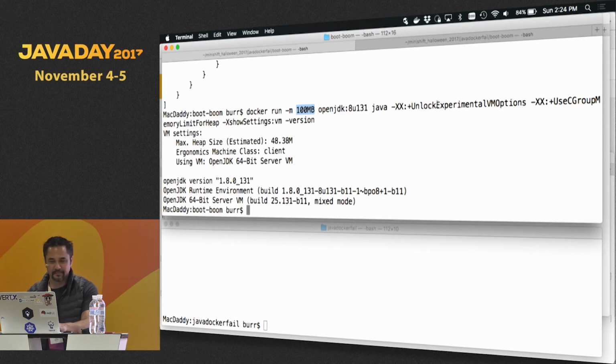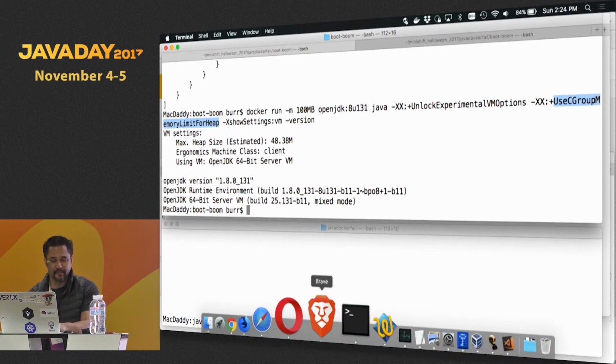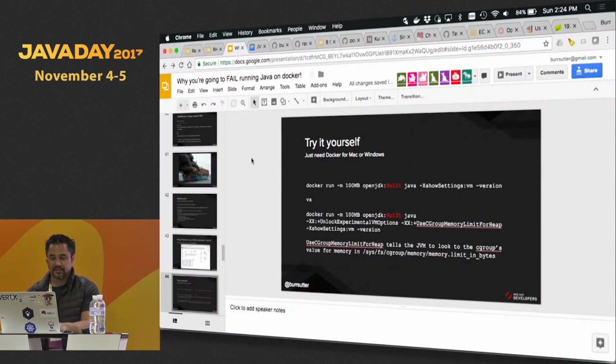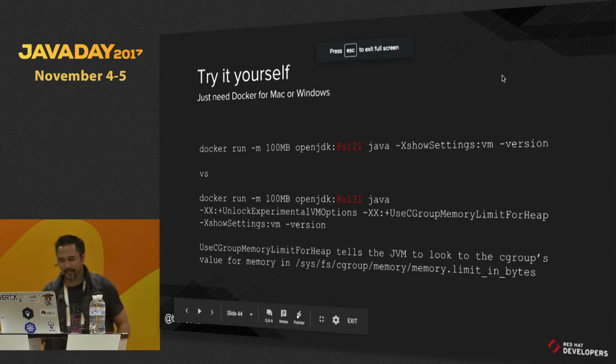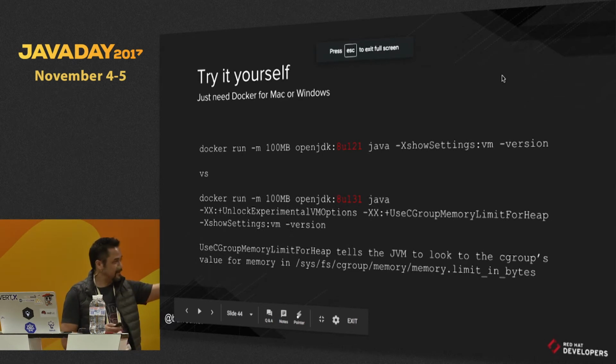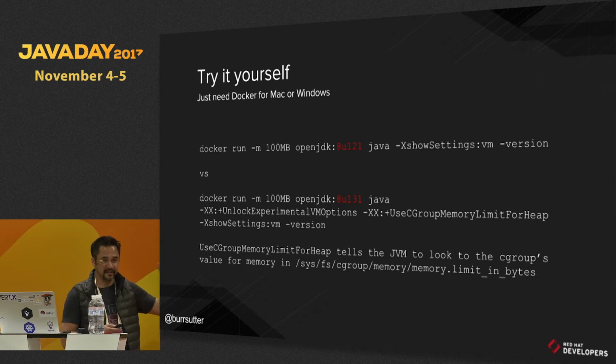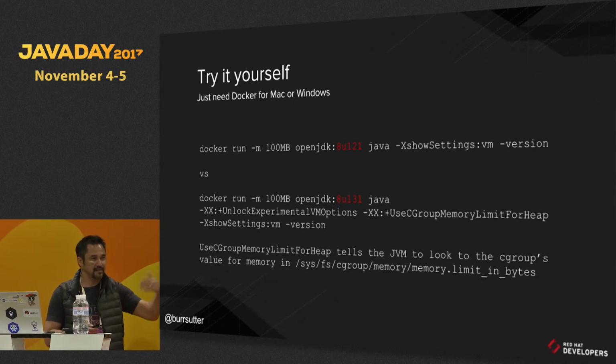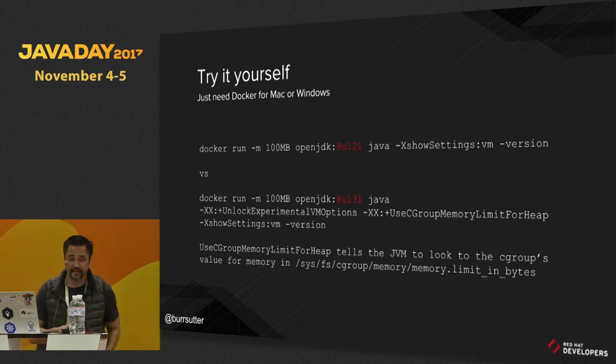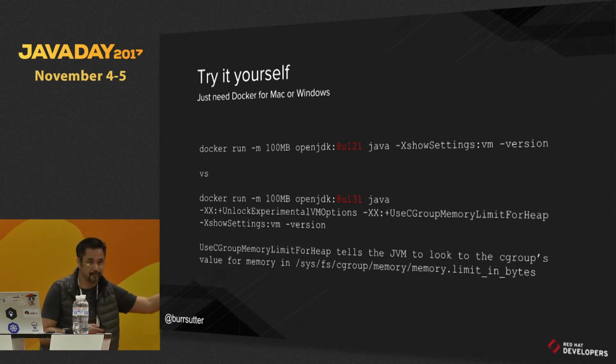So real simple, as long as you know about this experimental option and the cgroup memory limit for heap. Okay, and it's just looking at that same file that I showed you earlier, the memory limit in bytes. You guys are thinking, wow, I've got to sit here for 50 minutes and that's the whole trick? Yeah, that's the whole trick, but we've got more to show you, okay? So just keep in mind, there's the file, you can go look at it, so you can exec into your container with docker exec, or kubectl exec, and then go look at what it's set to there.